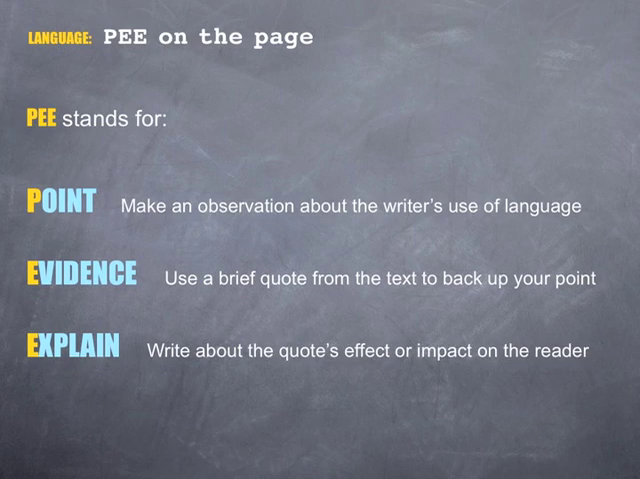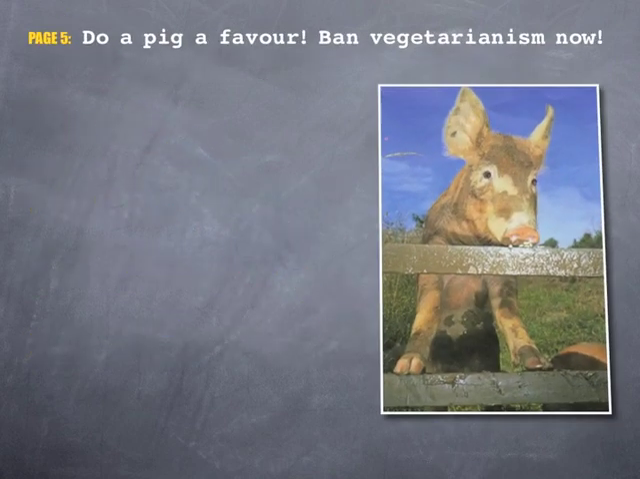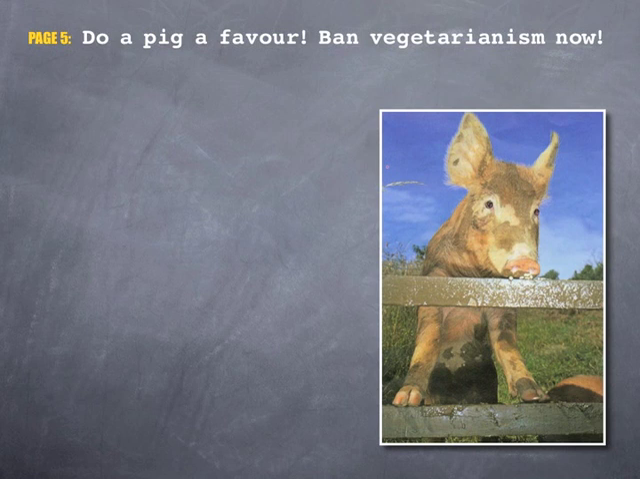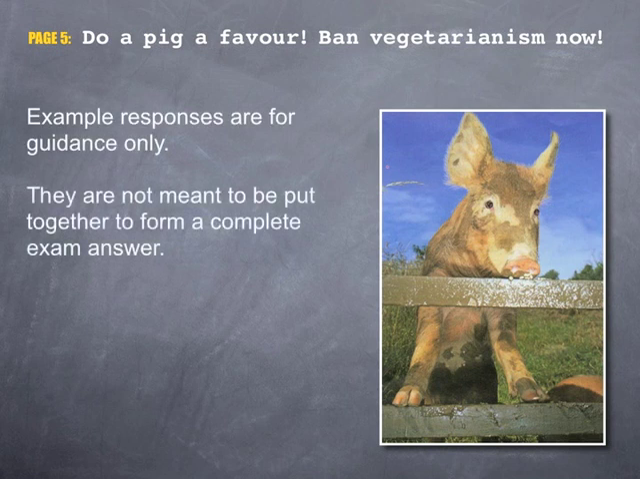The example responses to language in this video focus on a section of Do a Pig a Favour from page 5 and all use P.E.E. on the page. There isn't really time to go through all of the text individually, so we've picked examples for the purpose of this video. You should have made your own notes and annotations on the text in class. The following responses are therefore for guidance only. They are not meant to be put together to form a complete exam answer.